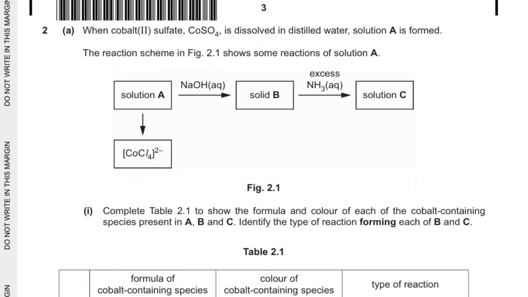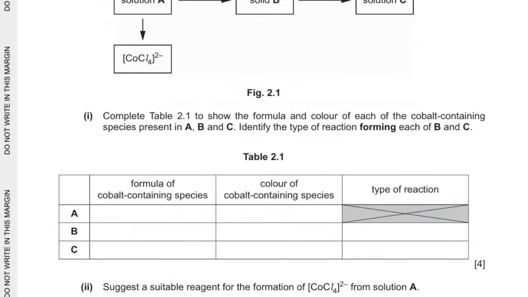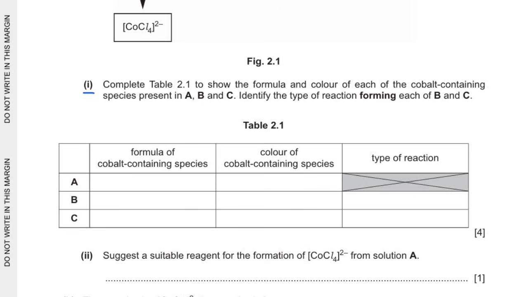Let's go ahead with question 2. Question 2a: when cobalt sulfate, that is CoSO4, is dissolved in distilled water, a solution A is formed. So here is solution A, where cobalt sulfate is dissolved in distilled water. Now here is the whole series of reactions given. Let's see what is in the first part. Complete table 2.1 to show the formula and color of each of the cobalt containing species present in A, B and C. Identify the type of reaction forming each of B and C.